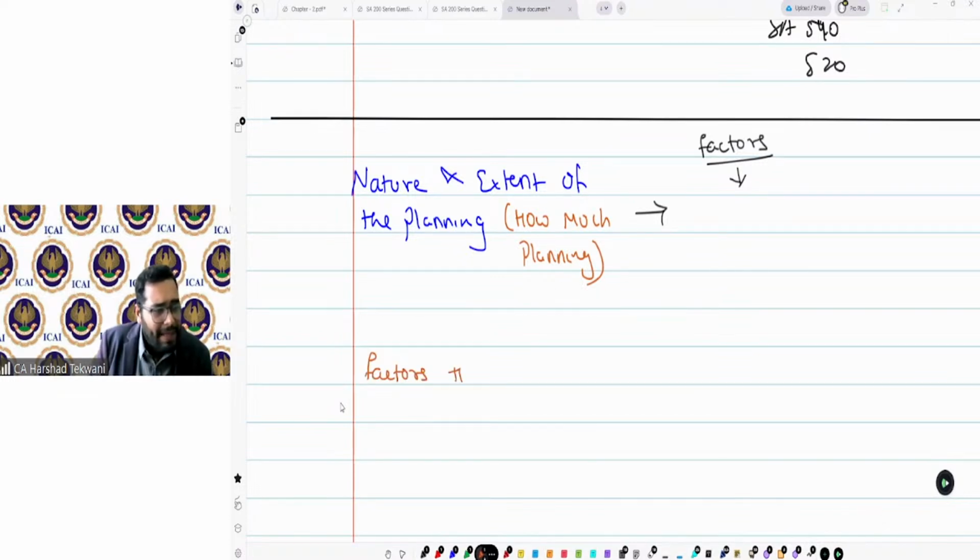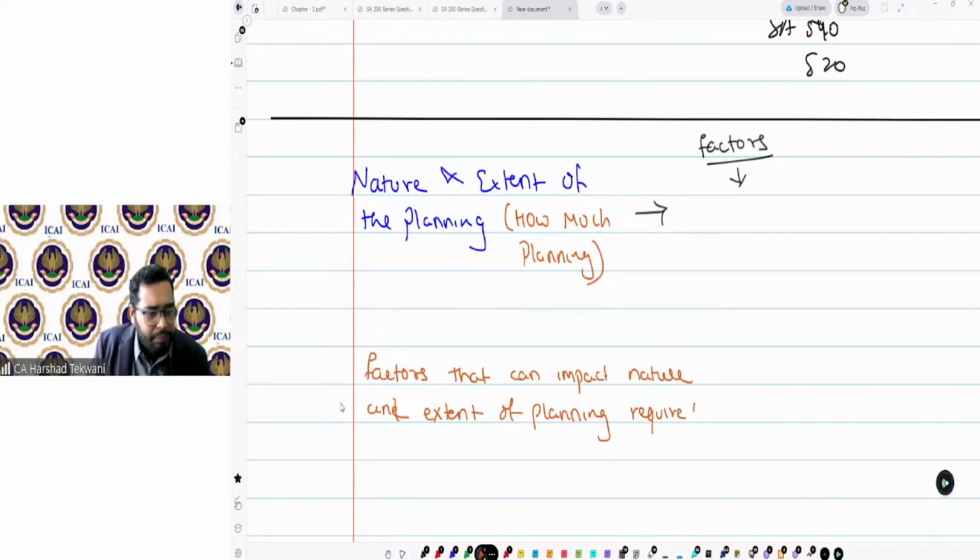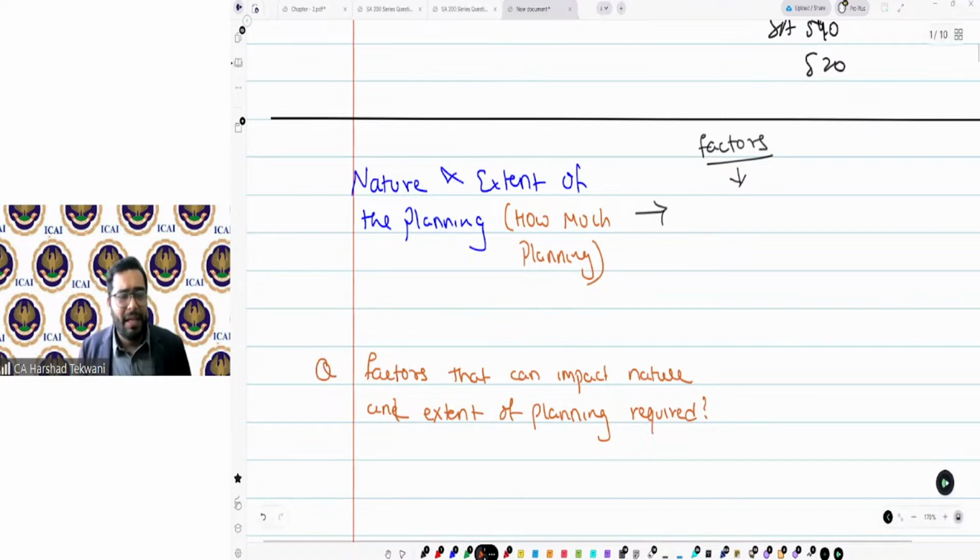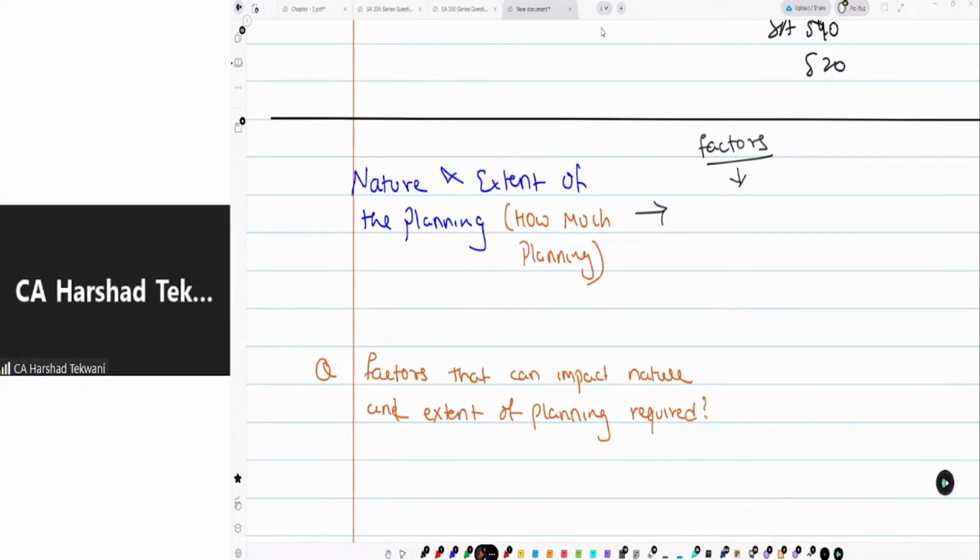So, in other words, you need to tell me factors that can impact the nature and extent of planning required. Okay, kind of a question. Factors that can impact the nature and extent of the planning required. What are these factors? Come on, guys. What are these factors which you think can impact the nature and extent of the planning?